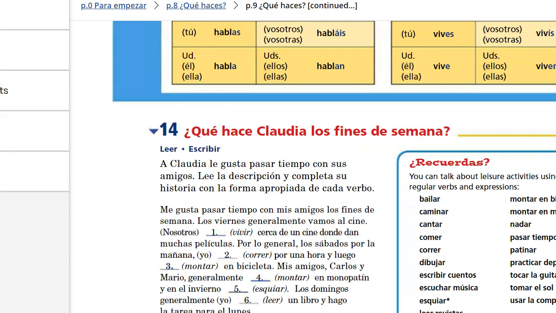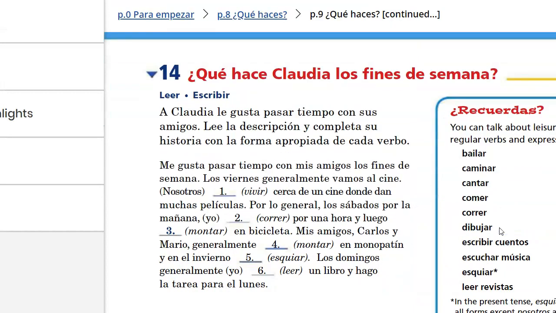Zoom back in. And this is to be done in your notebooks for practice. A Claudia le gusta pasar tiempo con sus amigos. Lee la descripción y completa su historia con la forma apropiada de cada verbo. Claudia likes to spend time with her friends. Read the description and complete her story with the appropriate form of each verb.